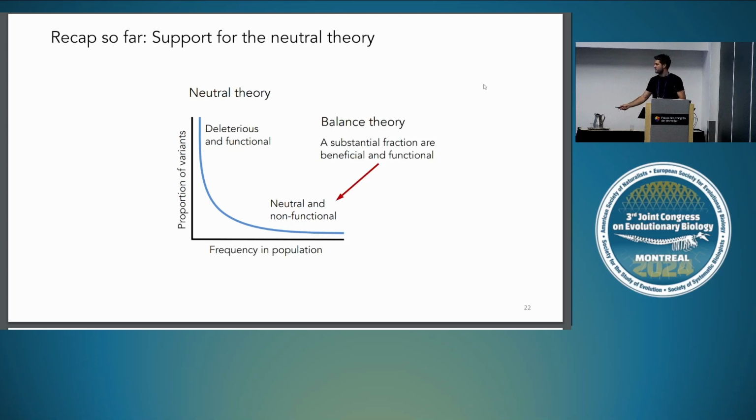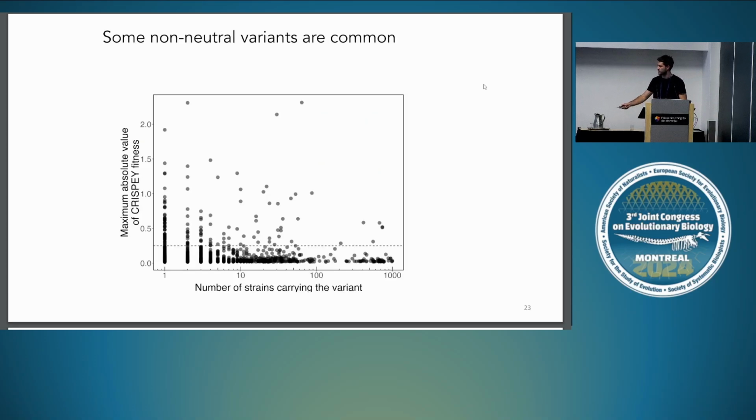But remember, balance theory proposes that there is a meaningful fraction of common variants that should have a fitness effect. So what's going on? What happens to these? So I'm plotting the maximum absolute experimental fitness across the 4 conditions as a function of the number of strains that carry a particular variant. So this is just another way of representing their frequency in the population. And you see that there is a large number of highly frequent variants which have high fitness. And we think that these are under some kind of balancing selection.